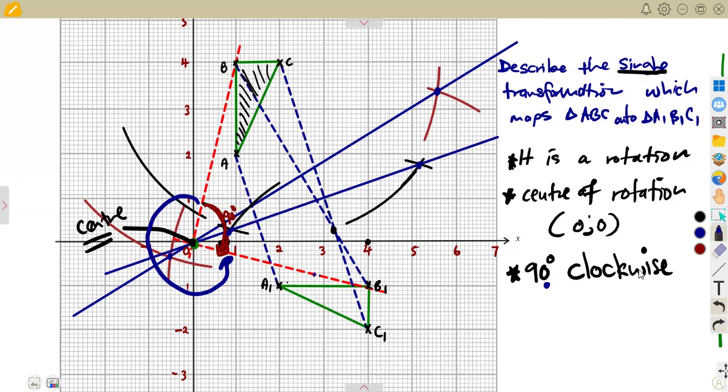Then you need the angle. To find the angle, you join the object to the center, and the image also to the center. You measure the angle in between. You can choose C and C1 connected to the center, then measure that angle. You can even choose A to the center and A1, and you can see this is a right-angled triangle. That's the whole part of your rotation.